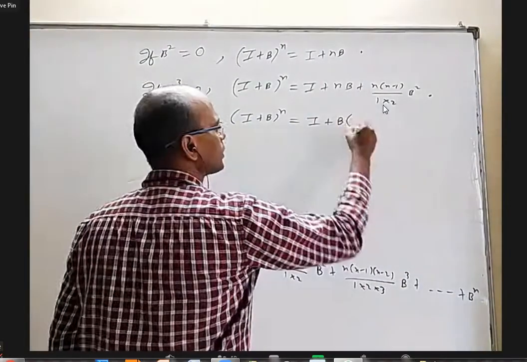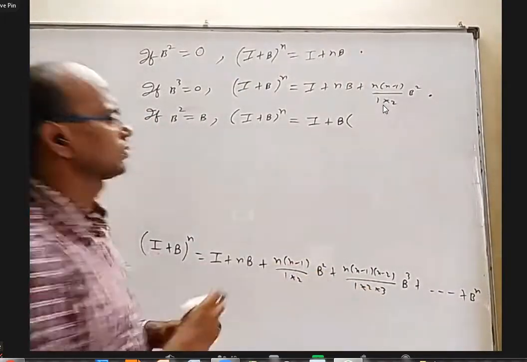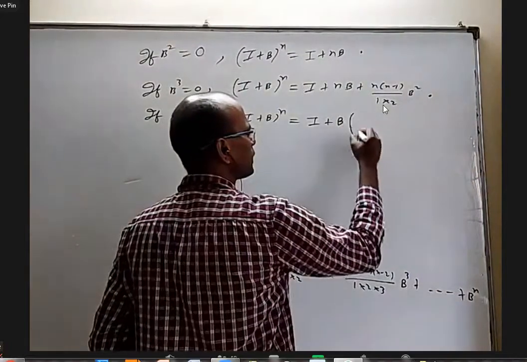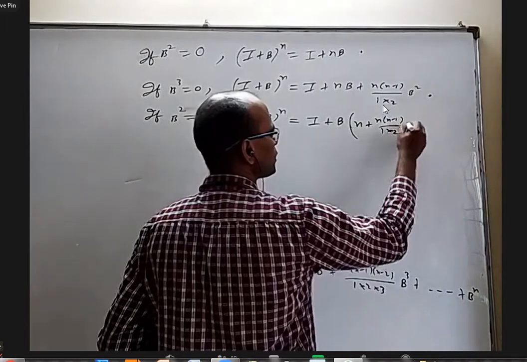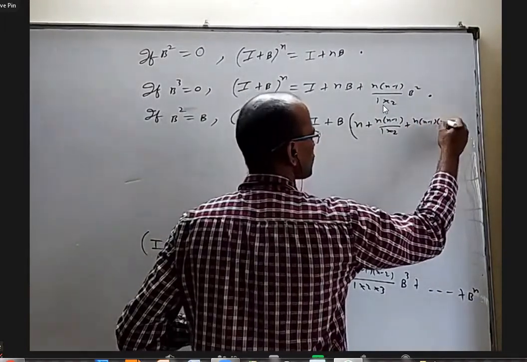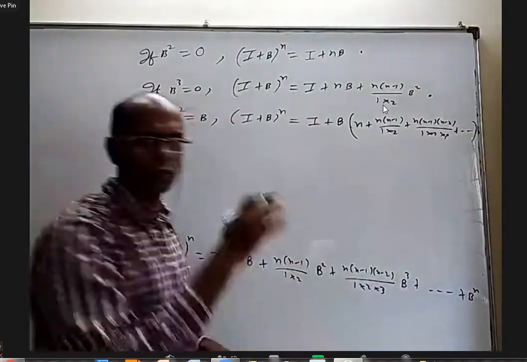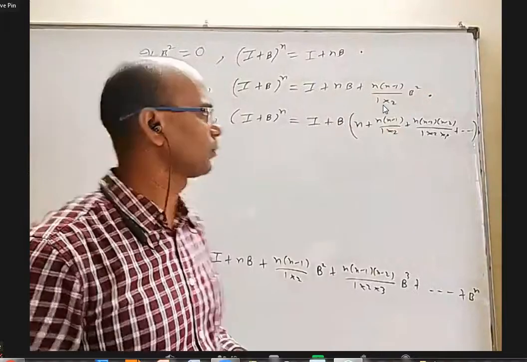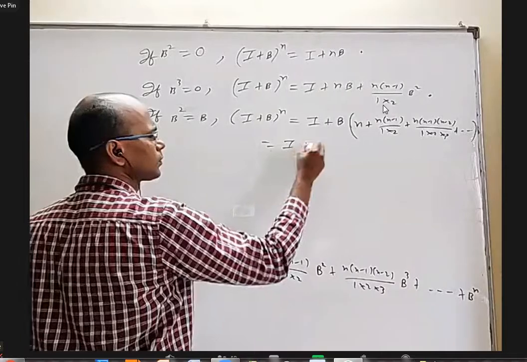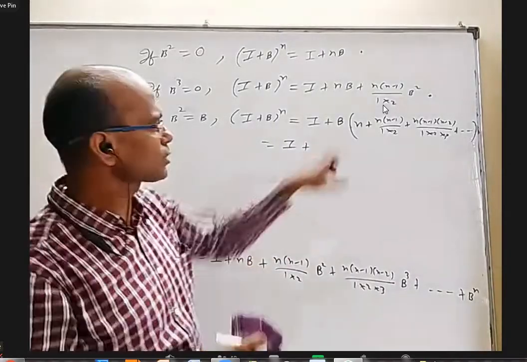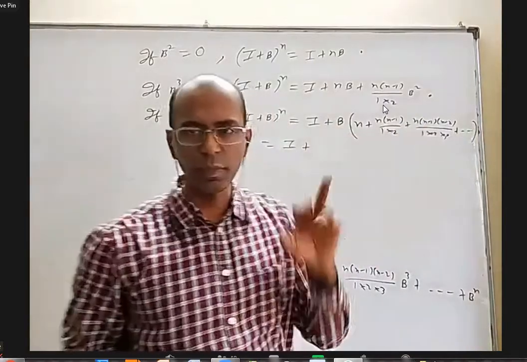B will come common. Okay, then I have to write all these things common. That is the B times n plus n into n minus 1 by 1 into 2, n into n minus 1 into n minus 2 by 1 into 2 into 3, so on. Till what? Don't worry. Till end it will come. Okay, everything is B. Sir, till B to the power of n, sir. No, B power n is also B. I took that common. Oh, okay, sir. Understood. I have to write till 1. The last element will be 1 only.